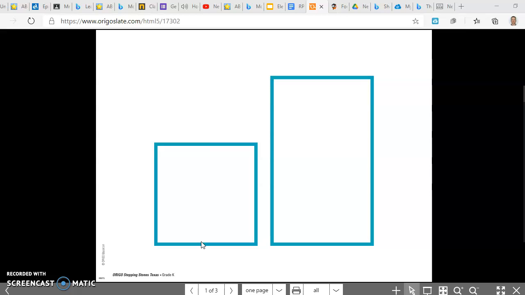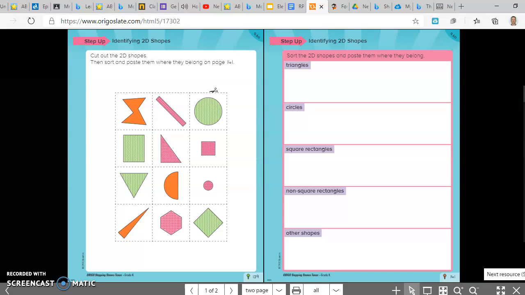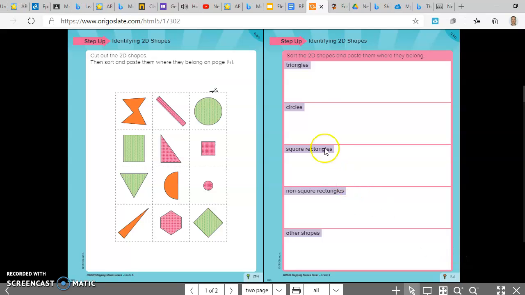Alright, so that's some secret knowledge about rectangles I wanted to share with you. And now we're going to put it into practice. Let's go ahead and go to our activity. We're going to Stepping Stones, page 139 and 141. The easiest way to do it is go ahead and tear out page 139, and then you'll put it right next to 141. And this is identifying 2D shapes. Now, you'll cut out the 2D shapes, and here they are. There's about 12 2D shapes right here.